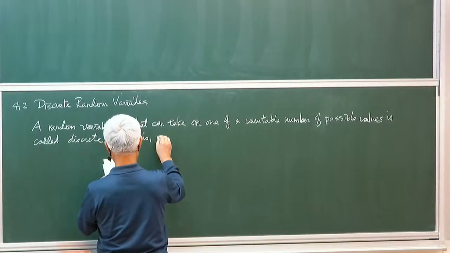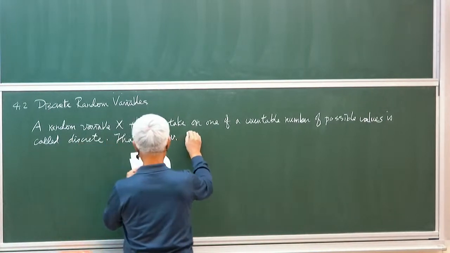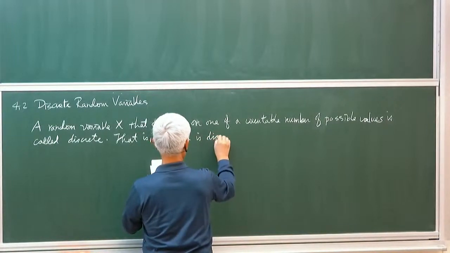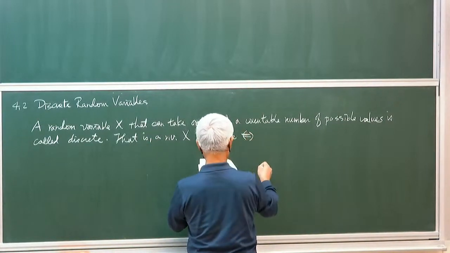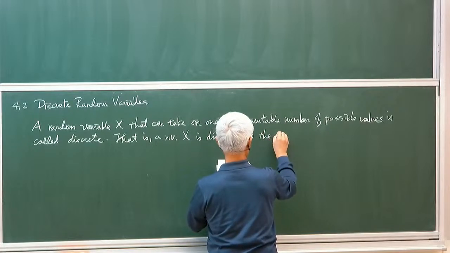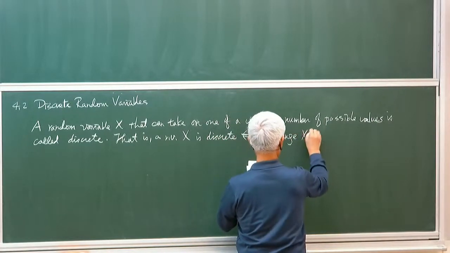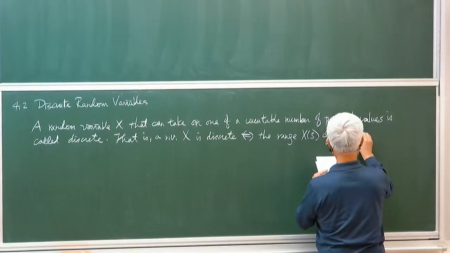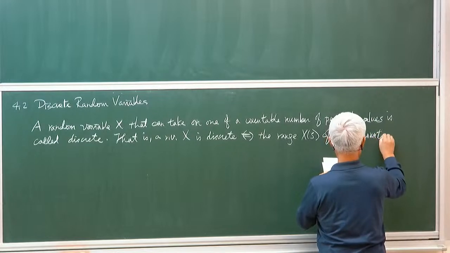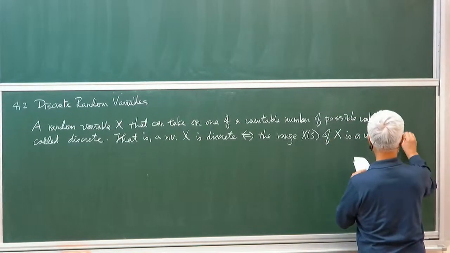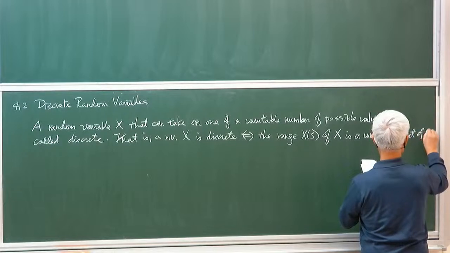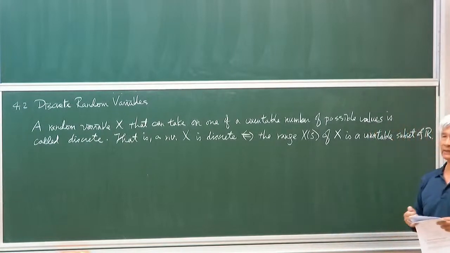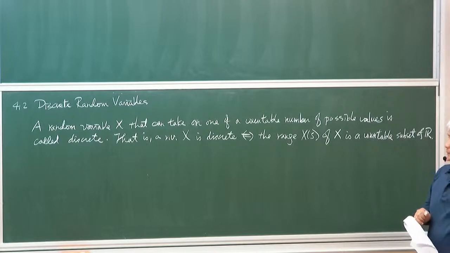That is, a random variable x is discrete if and only if the range of x is a countable subset of R. So x can take values from a countable set of real numbers.